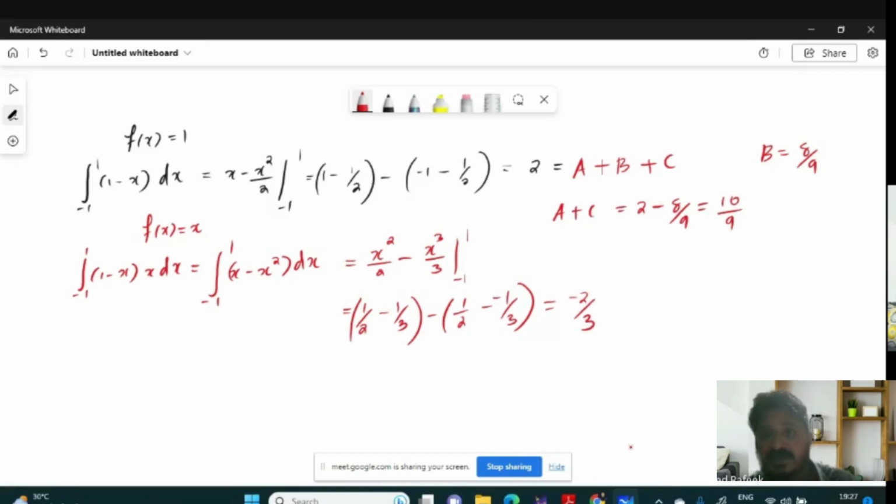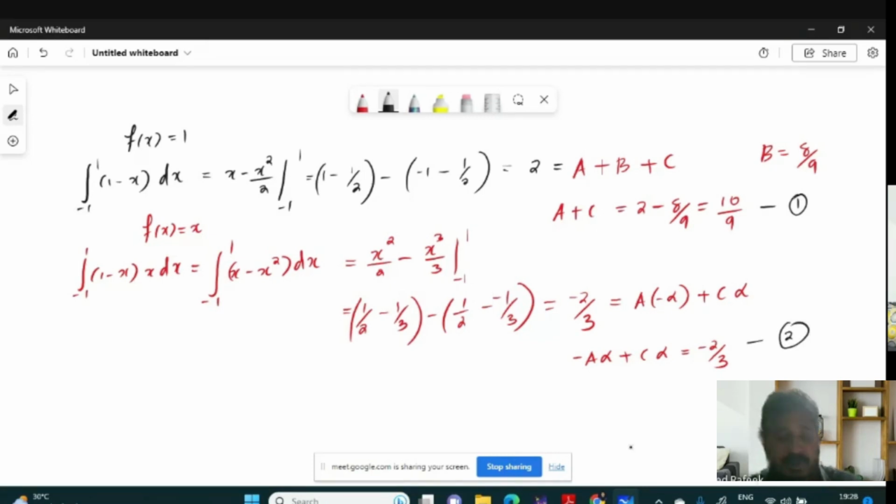Now right hand side. Right hand side what will we have? A into f of minus alpha. So a into f of x is x only. So a into minus alpha plus b into f of 0 becomes 0. C into f of alpha, C alpha. So minus A alpha plus C alpha equal to minus 2 by 3. And first, A plus C is equal to 10 by 9, this is equation number 1. This is equation number 2.